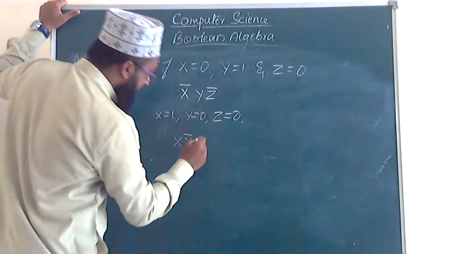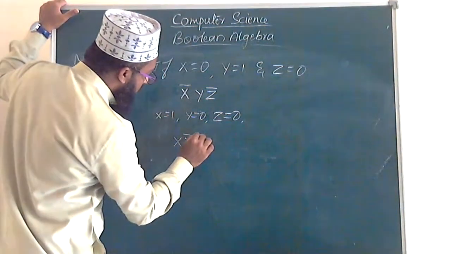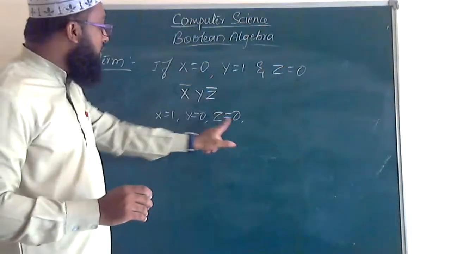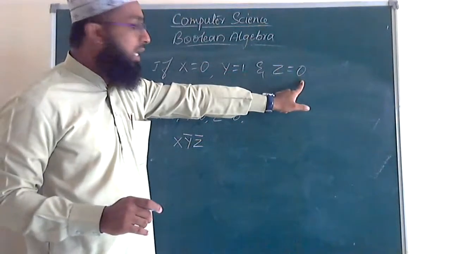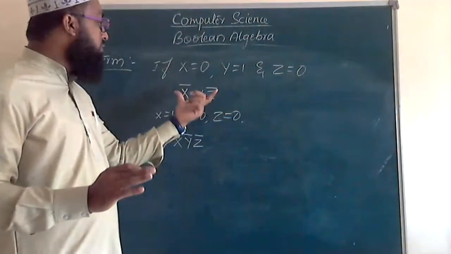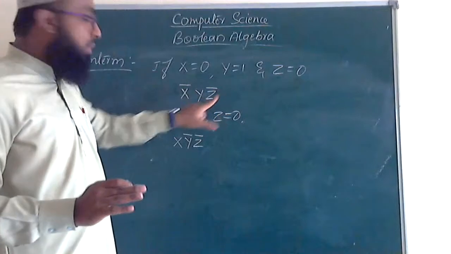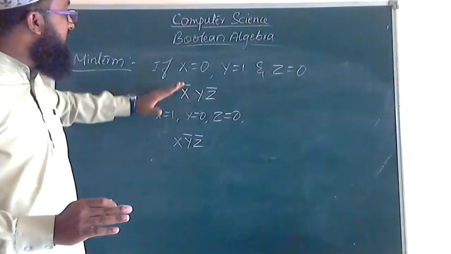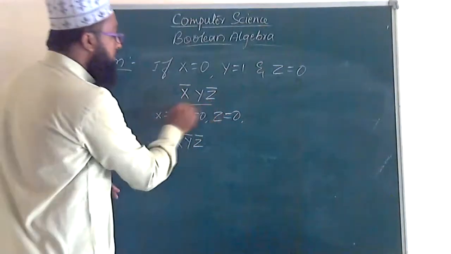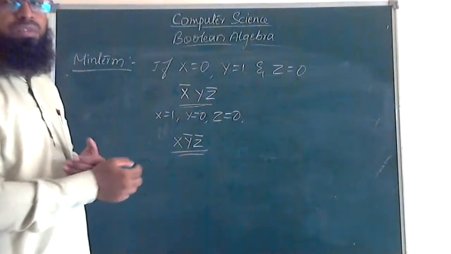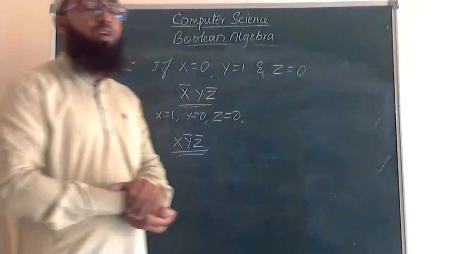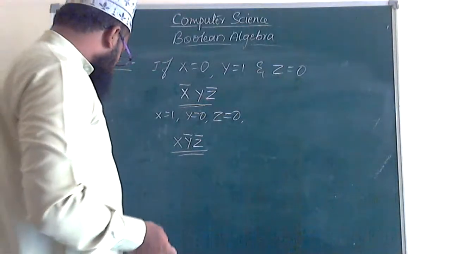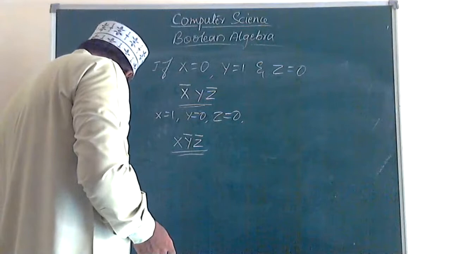Then z is there, write down z, value is 0, put bar. This means any variable whose value is 0, we have to write a bar over that variable. Like this, we can give the simpler form of the min term. Like this, we have to create the simple form of the min term. Hope you have understood this.